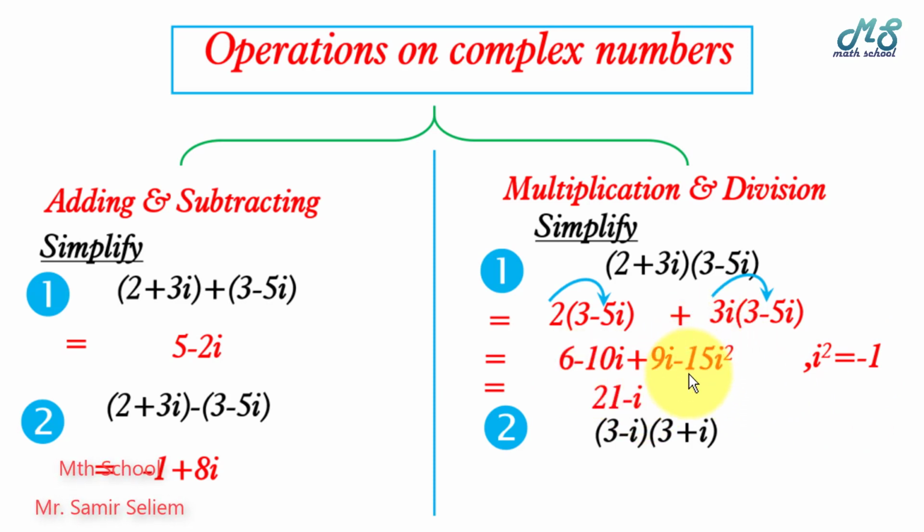Now guys, collect like terms. 15 plus 6 equals 21. Negative 10i plus 9i equals negative i. It will be 21 minus i in the simplest form.